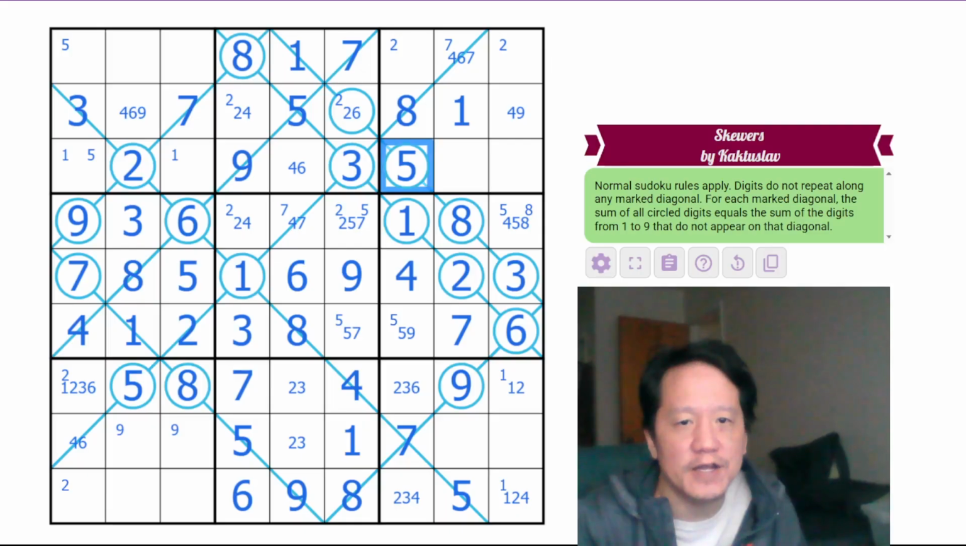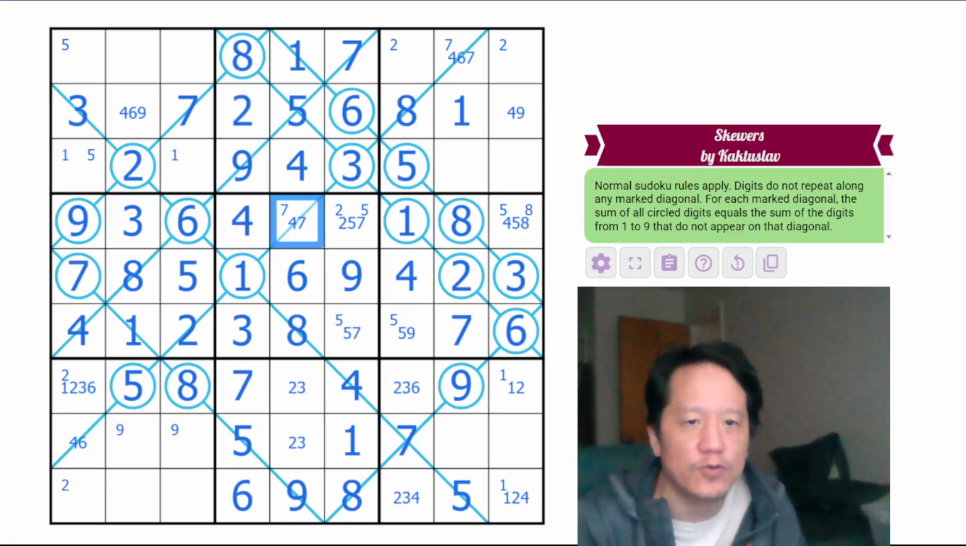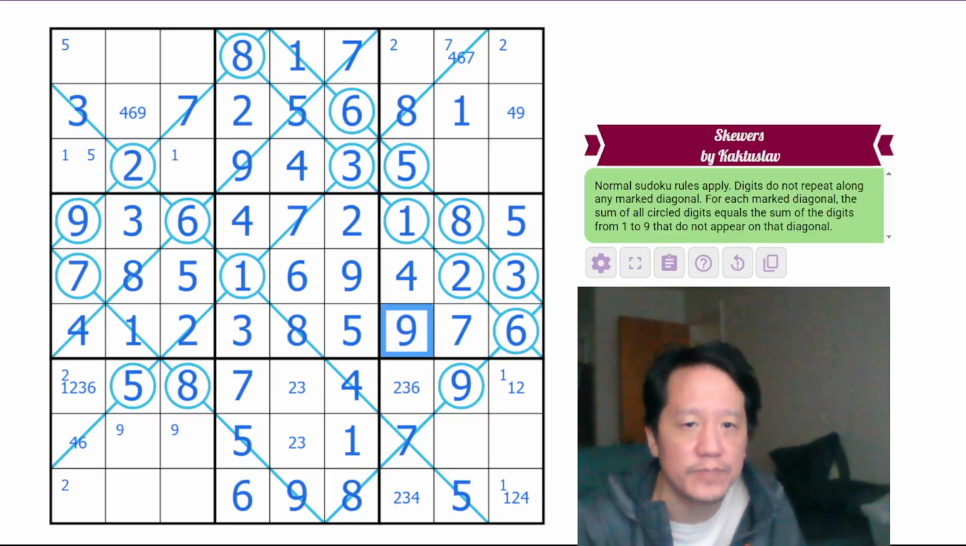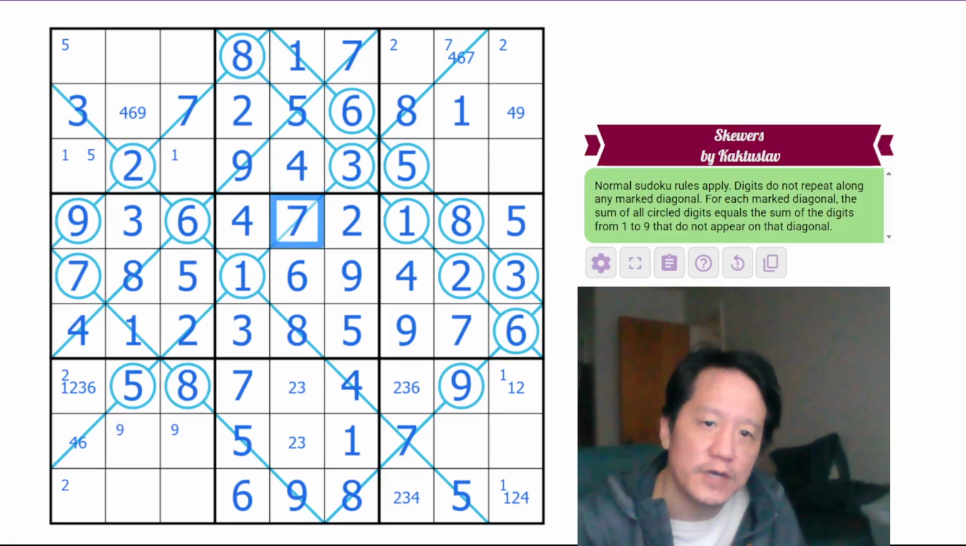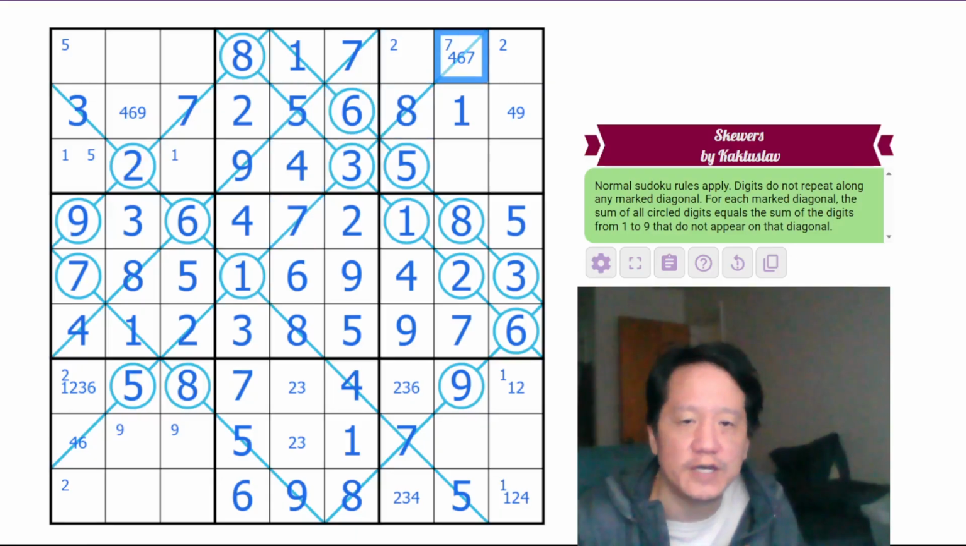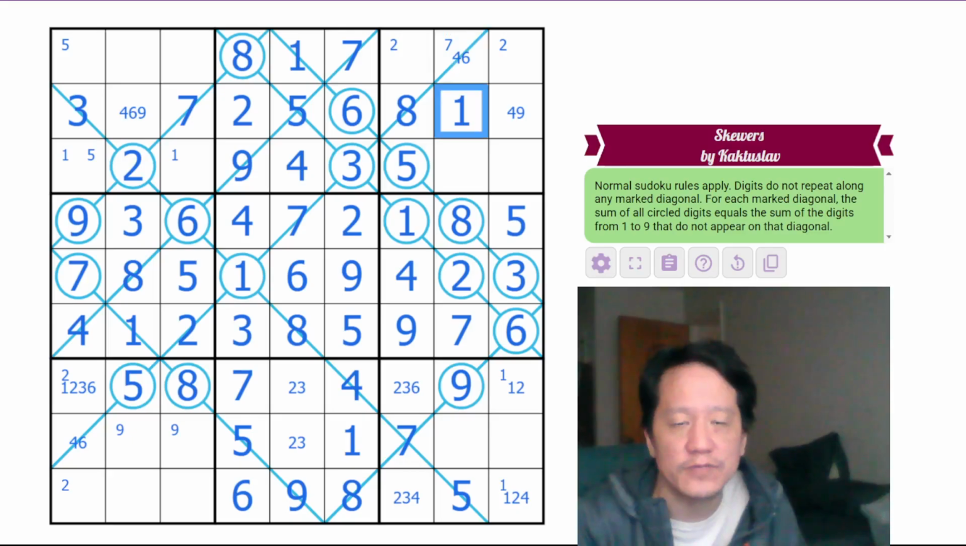3, 5, and 8 add up to 16. 22 minus 16 is 6. So that's 6, which makes this 4, which makes that 2, which makes that 4, which makes that 7. That makes this 5 and that 2. This can't be 4, 8, it's 5, which eliminates 5 here, so it's 9. 7 eliminates 7 on the rest of the diagonal, so this can't be 7 here.